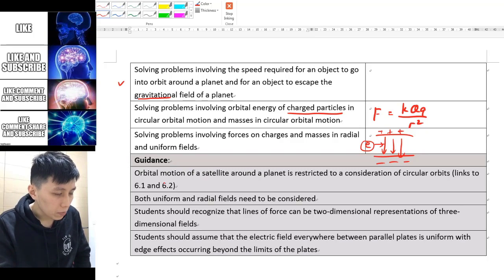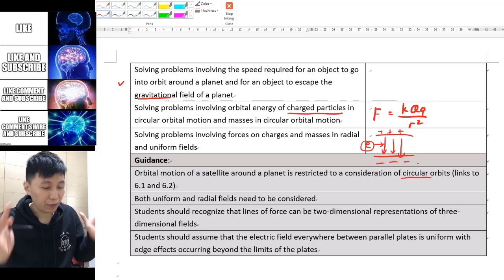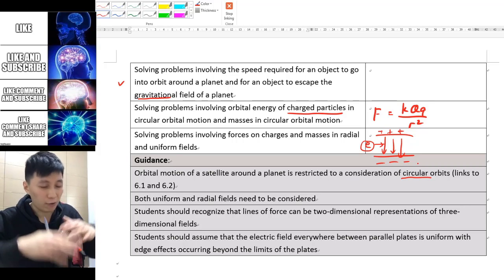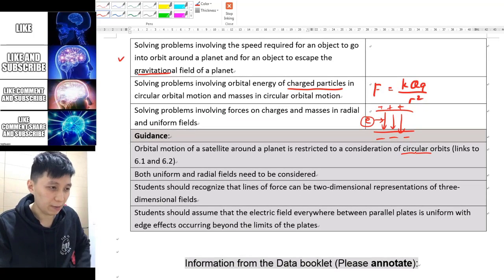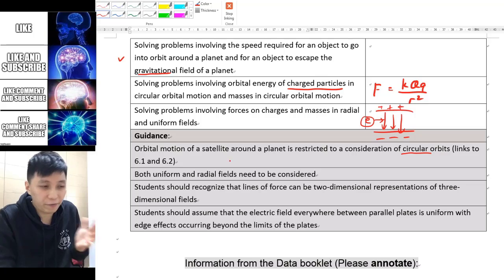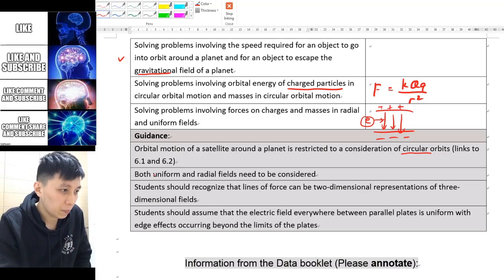Okay, guidance. So it said the orbital motion is considered only the circular orbit only. So don't worry about other things like hyperbolic, parabolic orbits. Those would not be included in IB physics. Otherwise, it would be so much more complicated.